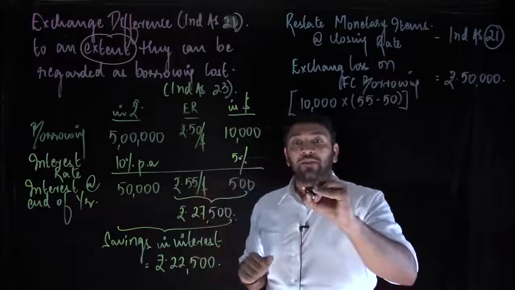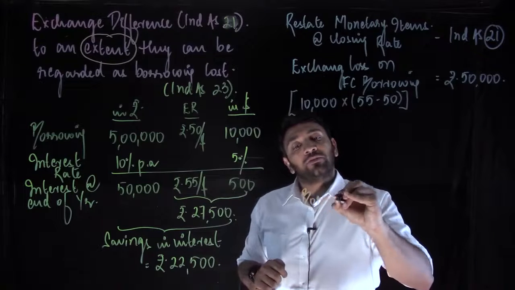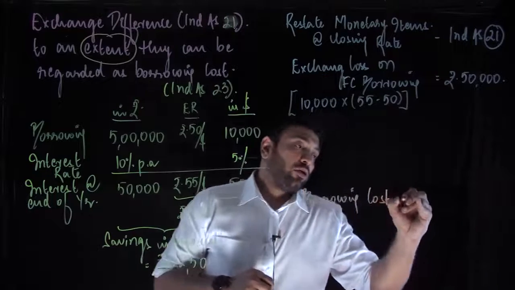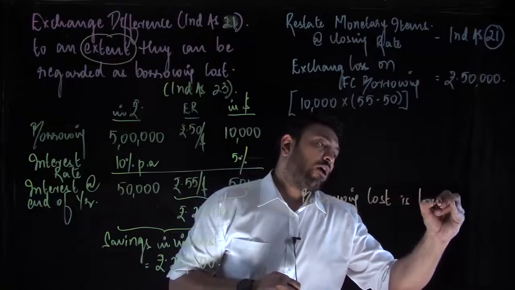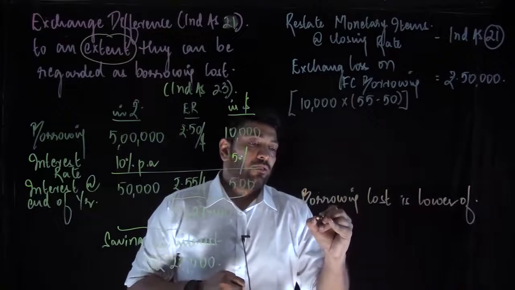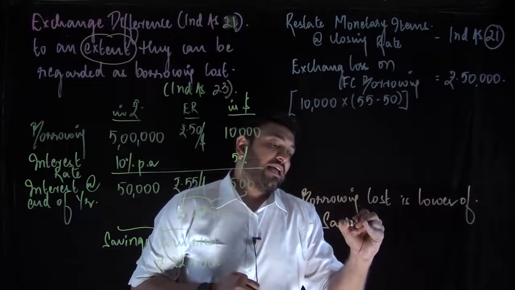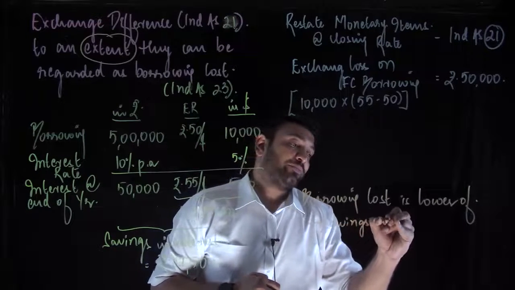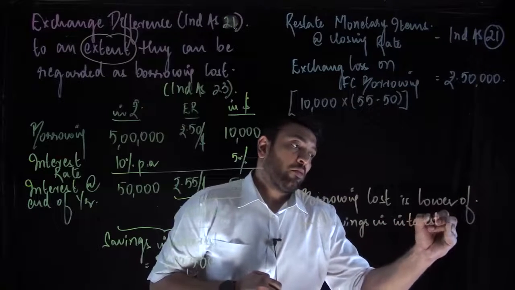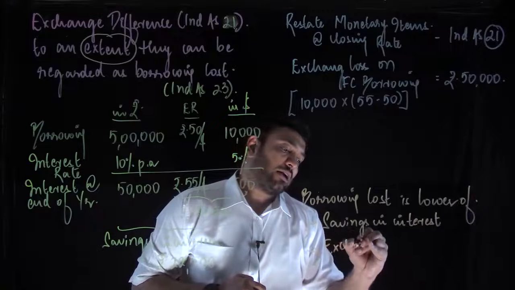Now let's see what it says. Borrowing cost is the lower of number 1, savings in interest, or number 2, exchange loss on foreign currency borrowing.